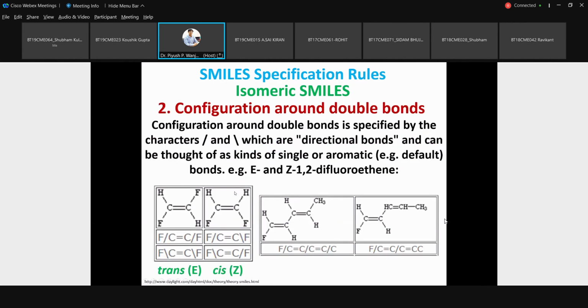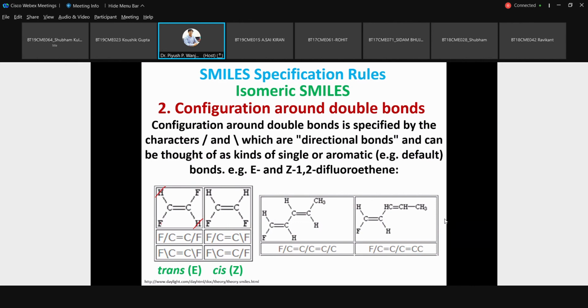Now here, the more complicated isomeric form, like if you have cis isomers or trans isomers, you can see the representation, for example, this difluoroethene. If you see the representation, see here the fluorine atom. Hydrogen, when you are representing in SMILES form, you can skip, but you have to focus on the other heavy atoms that are attached to each other.